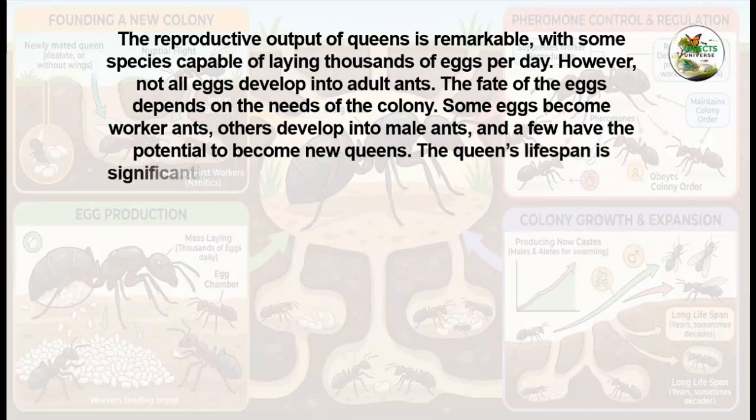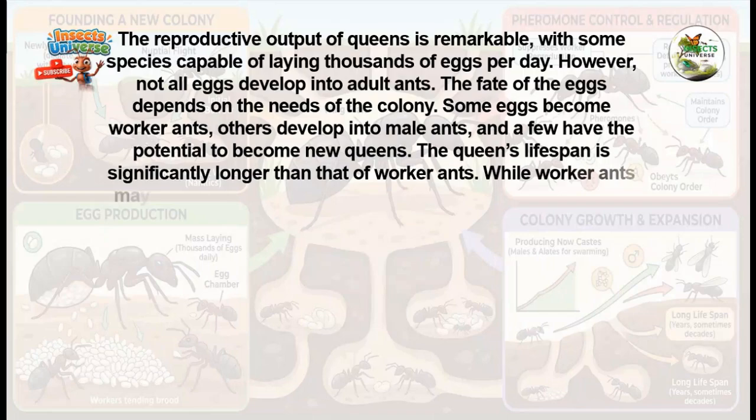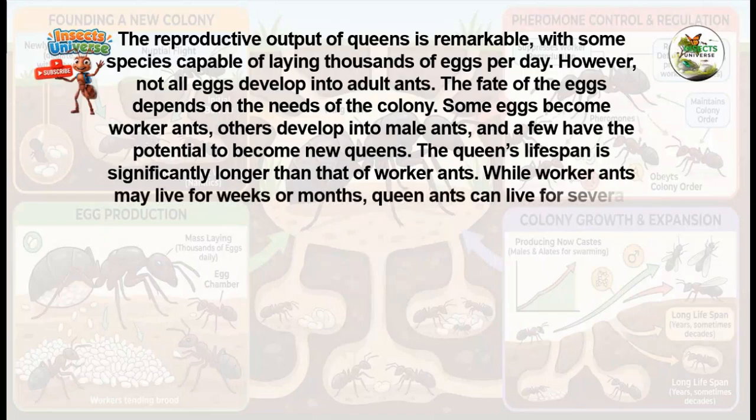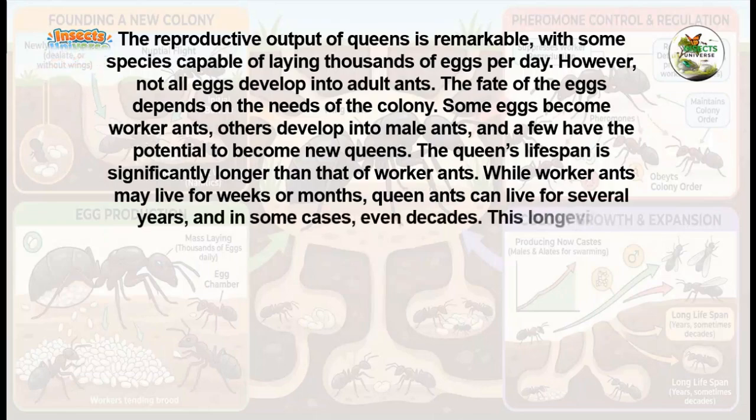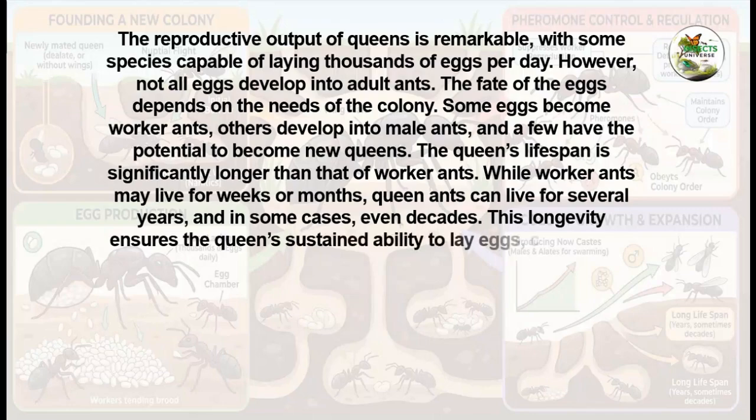The queen's lifespan is significantly longer than that of worker ants. While worker ants may live for weeks or months, queen ants can live for several years, and in some cases, even decades. This longevity ensures the queen's sustained ability to lay eggs, contributing to the colony's stability.